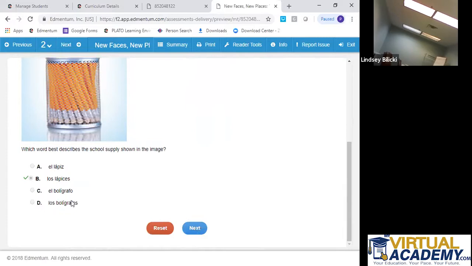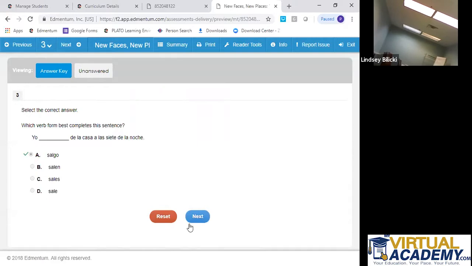And the difference between los bolígrafos and los lápices is that lápices are pencils, and bolígrafos are pens. So that's why it will be good for you to Google it, and then you will see that it won't be bolígrafos because they are not pens. Okay, so next.